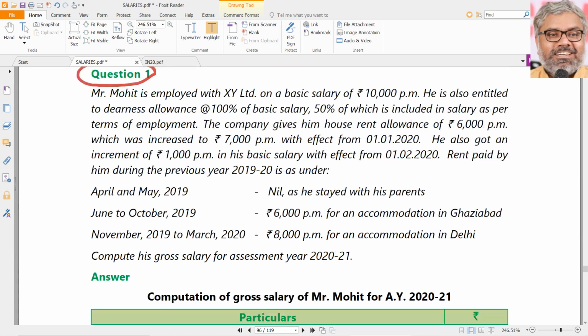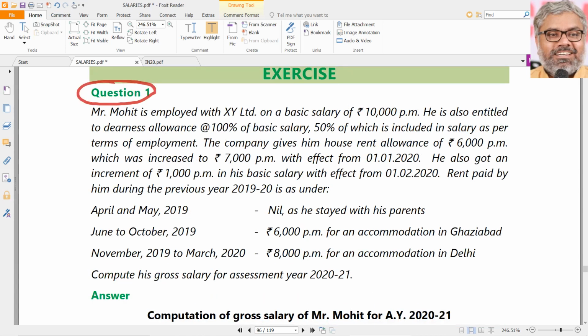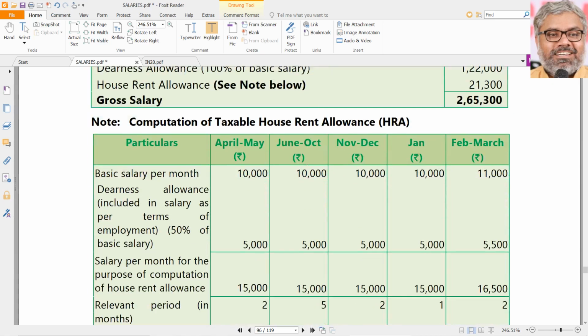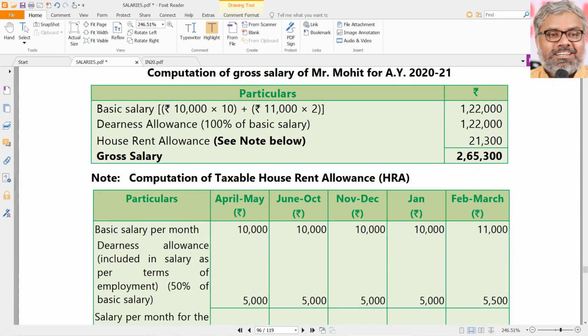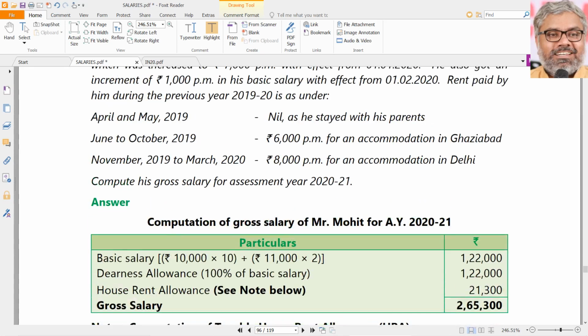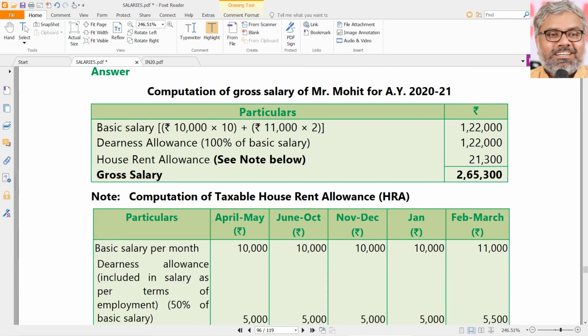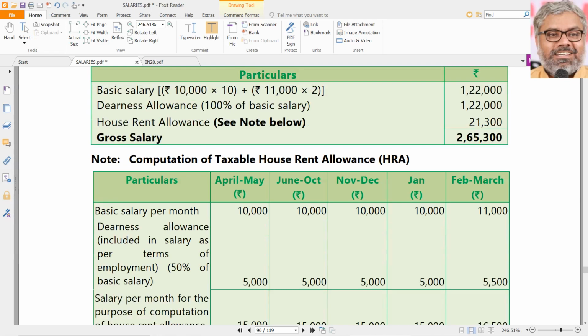Question number 1, I think already you would have done. In one of the tasks I already gave it. So hopefully you understood the way this has been solved. First of all, you should split the entire year into different time periods depending upon the facts, because HRA exemption is based upon many facts. What is salary? What is the rent paid? What is the actual HRA received?